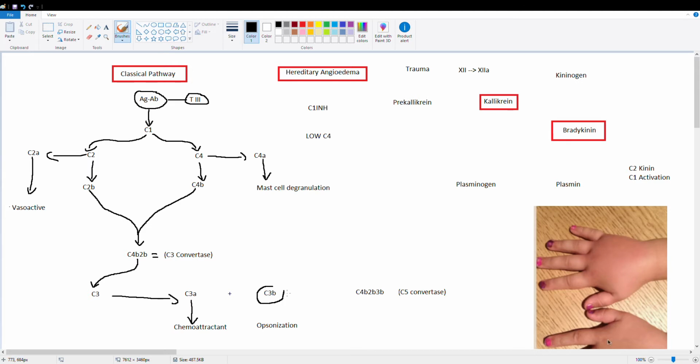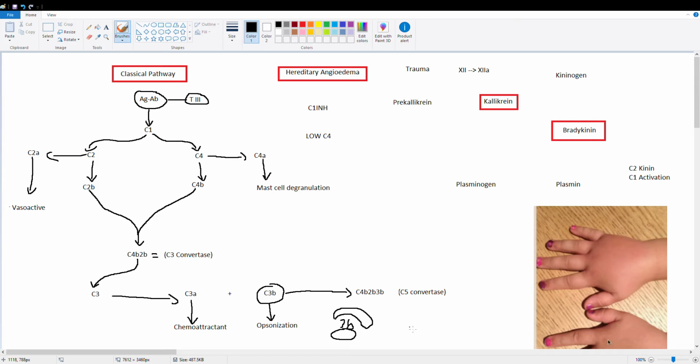Now C3b, our head honcho over here, is very important because on top of continuing on the pathway, it's also going to be forming a complex for opsonization. So when you have a bacteria and you put C3b on there, it can do something called opsonization, which is when a phagocytic cell recognizes the C3b and it's like, hey, I have a receptor for this, and so it gobbles up the bacteria.